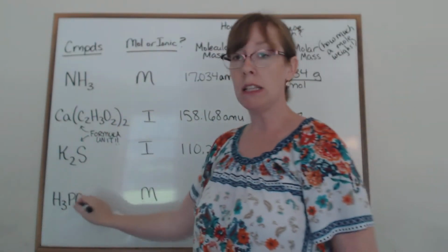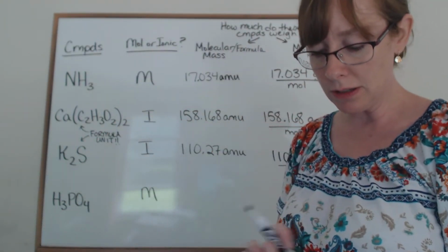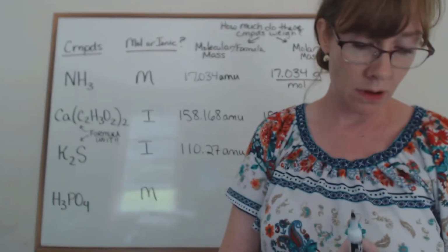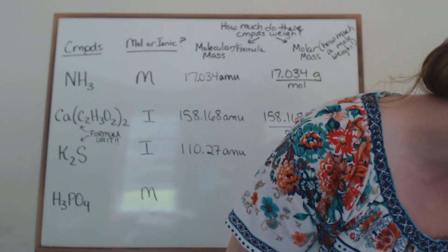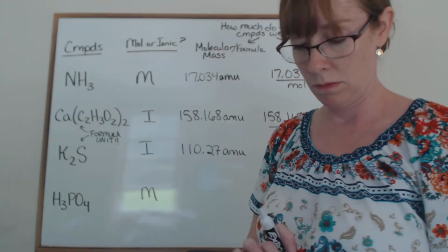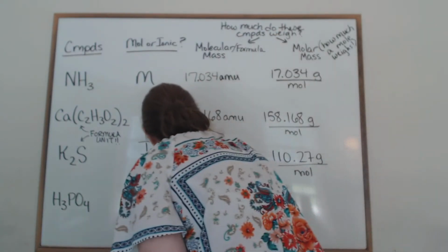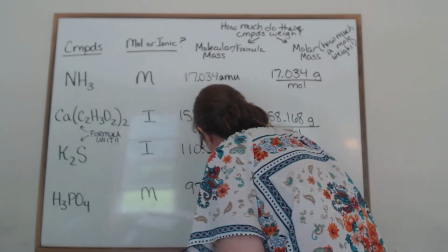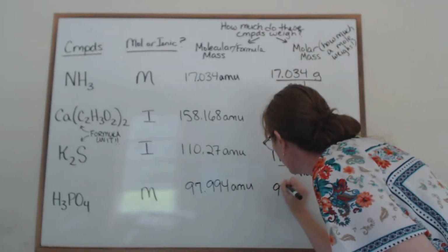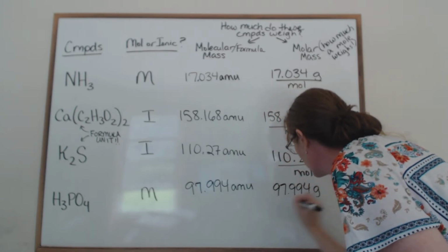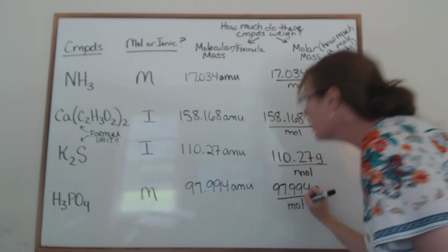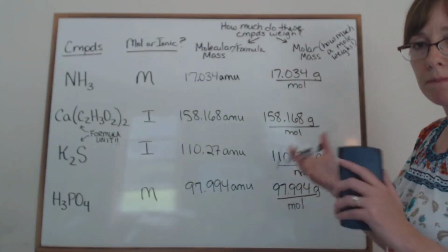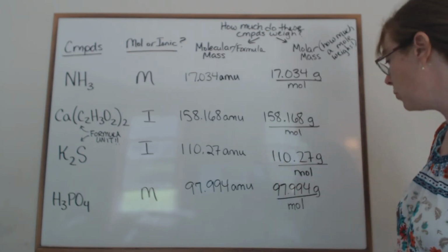And the last one, phosphoric acid. So we've got 3 hydrogens. You go ahead and see if you can do it. So I got 97.994 AMUs for the molecular mass, the mass of a single molecule, but grams per mole if you're talking about the mass in grams of an entire mole of them, many, many more.